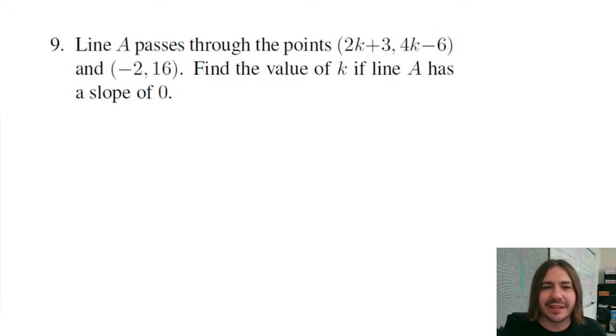Number 9 says, line A passes through the points 2k plus 3, 4k minus 6, and negative 2, 16. Find the value of k if line A has a slope of 0.